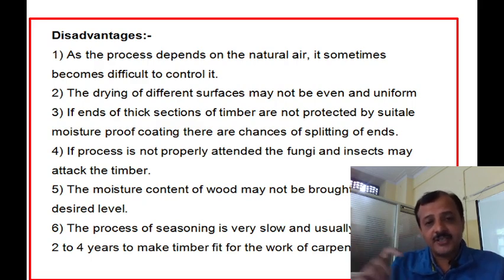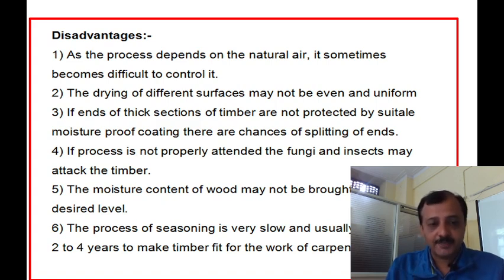The ends of the sections of timber should be given a moisture proof coating. If you do not provide any moisture proof coating, there is a chance of splitting at the ends. The corners or ends of timber get split because of uneven seasoning. So at the ends you have to give a moisture proof coating. And if the process is not properly attended, there is a chance of fungi and insect attack. You have to monitor it frequently, visit the place regularly and see how seasoning is taking place.